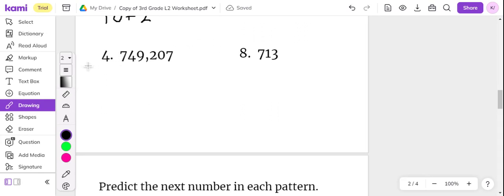Number 4, this is a pretty big number, but we'll start out with the 7 in the 100,000s place. So 700,000 plus 40,000, because there's a 4 in the 10,000s place.